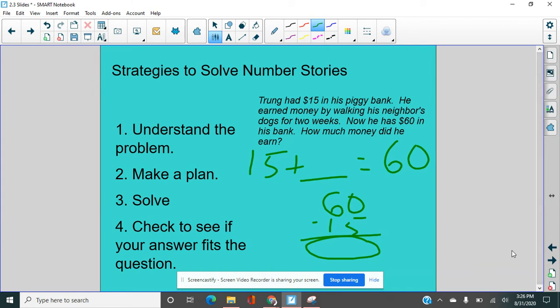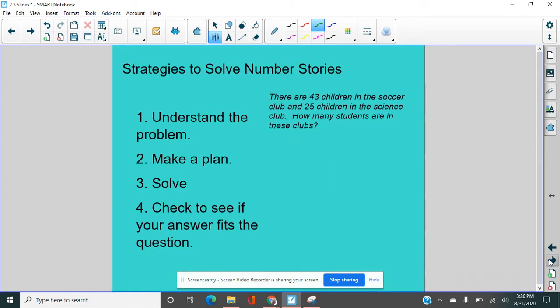All right. So these are our steps for solving number problems. Let's look at another one here. Here's our next problem. There are 43 children in the soccer club and 25 children in the science club. How many students are in these clubs? All right, so think about that first. Take a moment, get a picture in your mind, and I want you to tell me, what do you see in your mind right now?